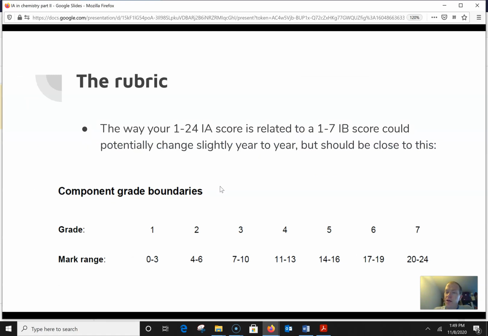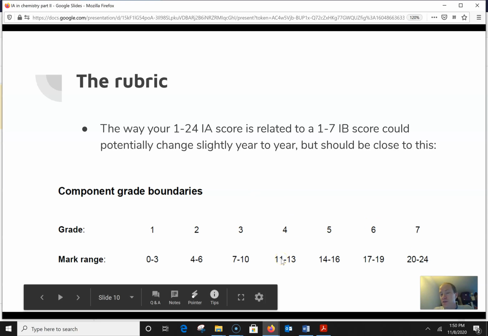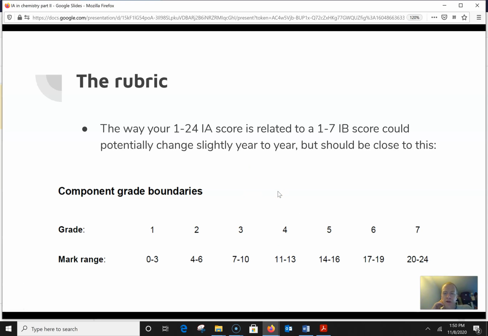These are the typical cut lines. In theory, these could change, but you can see that out of 24, you need less than 50% actually to get a 4, and 11 out of 24. That's typically how it's gone in the past. It's usually pretty close to this. So, as you see maybe some of your scores and you get a 12, that's actually not too bad. At least it's a passing score.